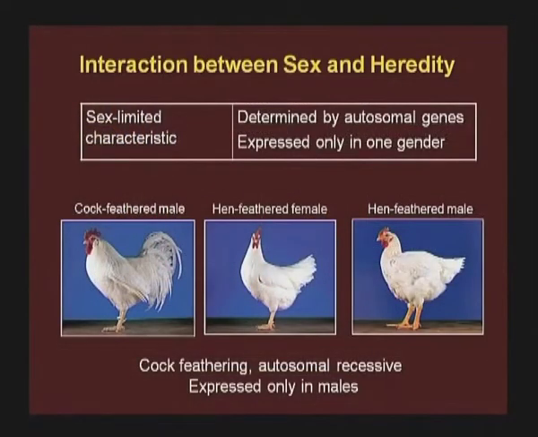The interaction between sex and heredity is another example in the case of cocks and hens. There is one cock-feathered male, another hen-feathered female, and a third hen-feathered male. So here we see a sex limited characteristic, determined by autosomal genes and expressed only in one gender. Here this expression is in the male only and it is not seen in females.